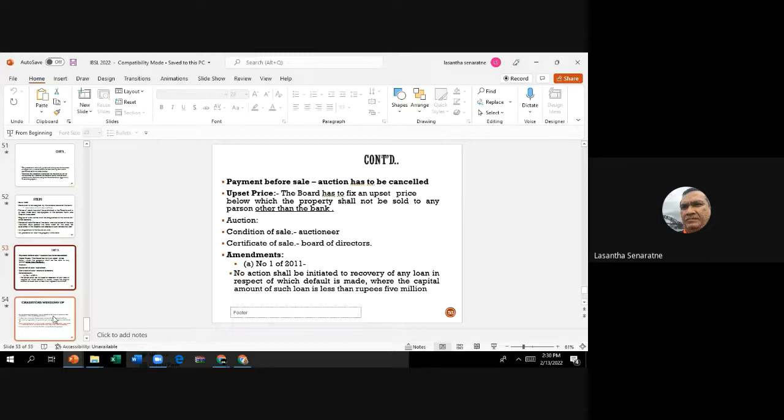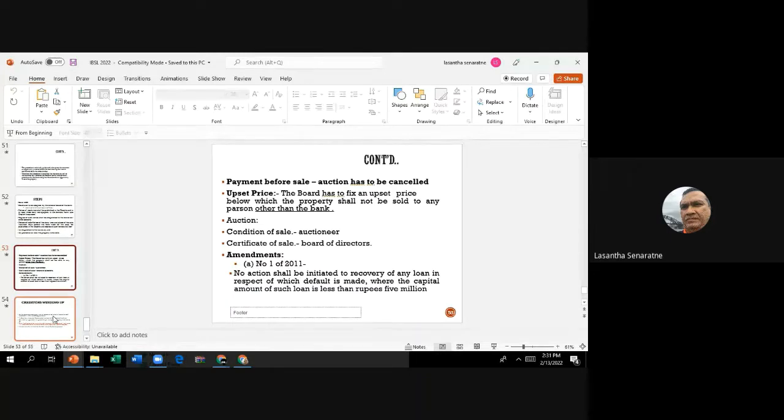Now the point is, if the property value is 500 million and your outstanding is just 100 million, you can't sell the property for 100 million. You have to ensure that you get the proper valuation and you have to claim the right price. So if the value is 500 million, at least you should be able to sell the property for around that.